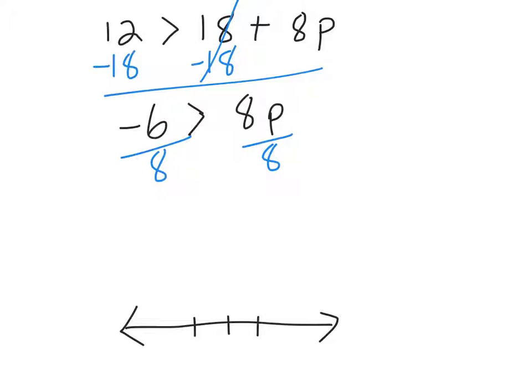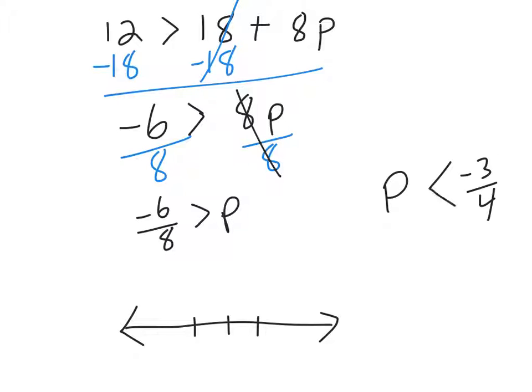But now we're going to come into a little bit of a problem. You're going to have negative 6/8 is greater than, those cancel, so p. Okay, well, negative 6/8 I can simplify. That's negative 3/4. So I have p, I have negative 3/4, and I want to mirror the whole thing. So the symbol is opening up towards the fraction, negative 6/8, which is equivalent to negative 3/4. So I need to do that on the right, on the other one as well when I mirror it.